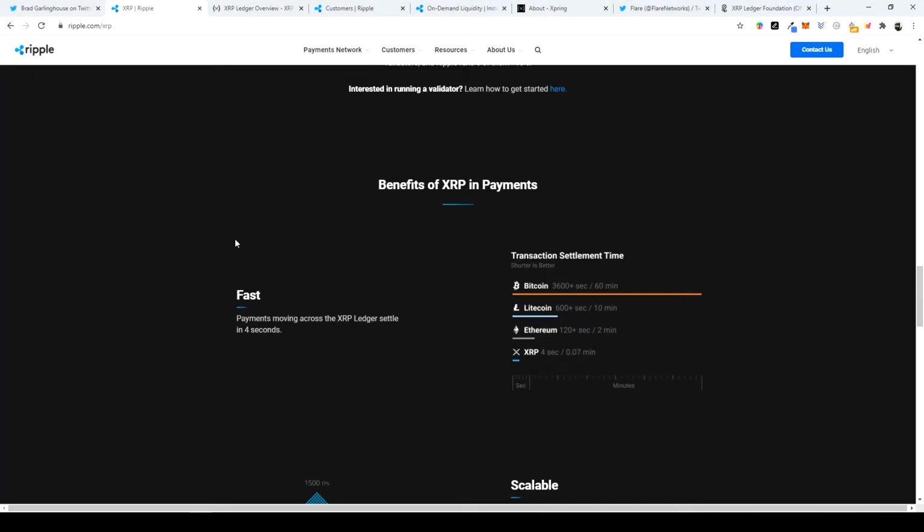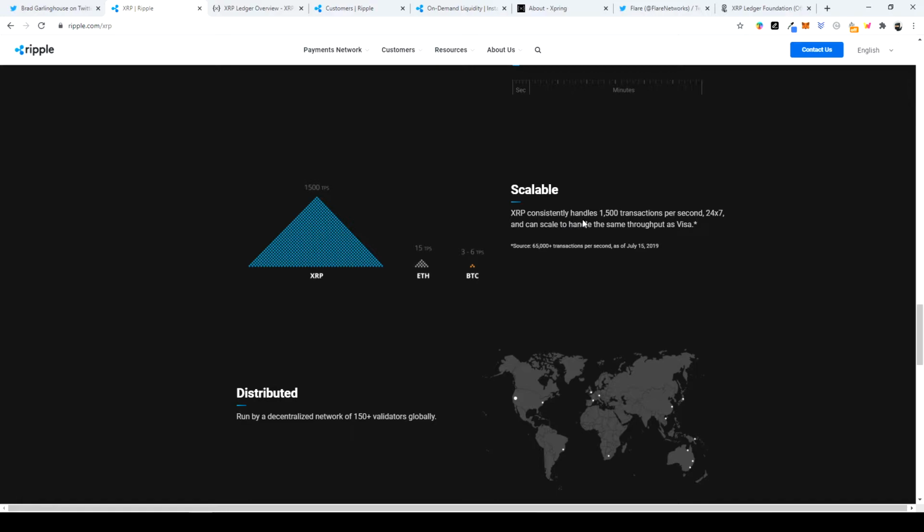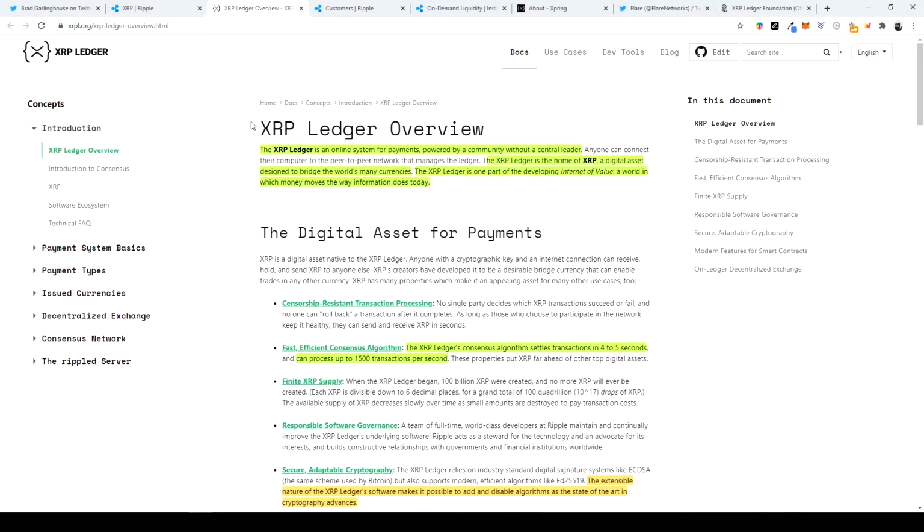Let's look at the benefits of XRP in payments. As I said, it is fast. Payments moving across the XRP ledger settle in 4 seconds. It is very scalable. XRP consistently handles 1,500 transactions per second. Let's take a look at the XRP ledger overview.